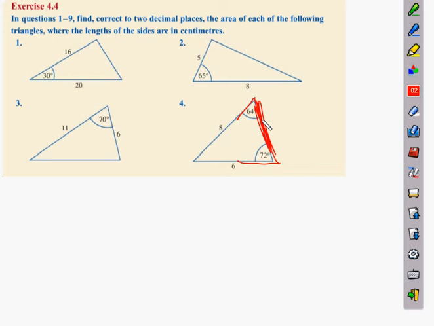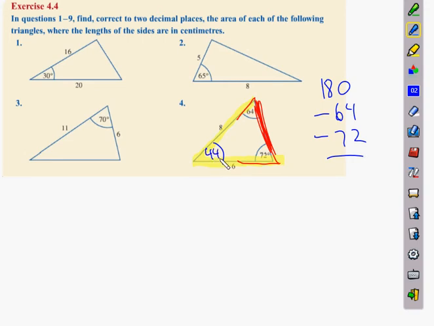The only angle we can possibly use is this angle here. What's the reason for that? We know the two lengths that make that angle. So therefore, we need to find out what this angle is. Add the other two, then take them away: 180 minus 64 minus 72. You get 136. 136 away from 180 is 44.